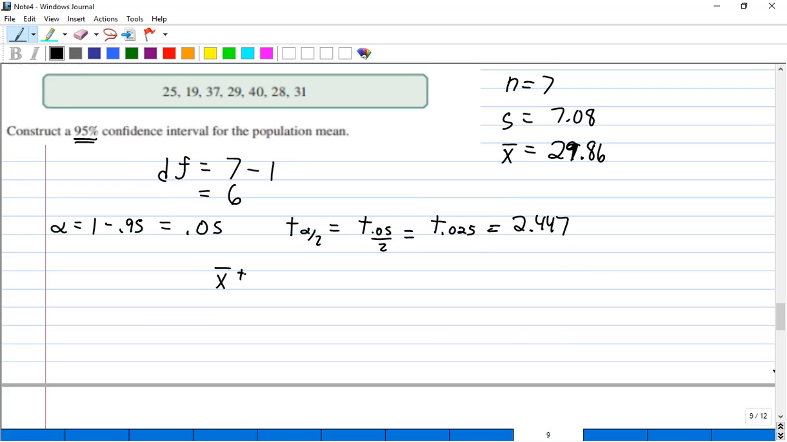It's x bar plus or minus t sub alpha over 2 times S over the square root of n. So it's 29.86 plus or minus 2.447 times S. S is the sample standard deviation. Remember, that wasn't given. It had to be calculated. 7.08 divided by the square root of n. n was 7, so the square root of 7. All right, so we need to punch that in the calculator.